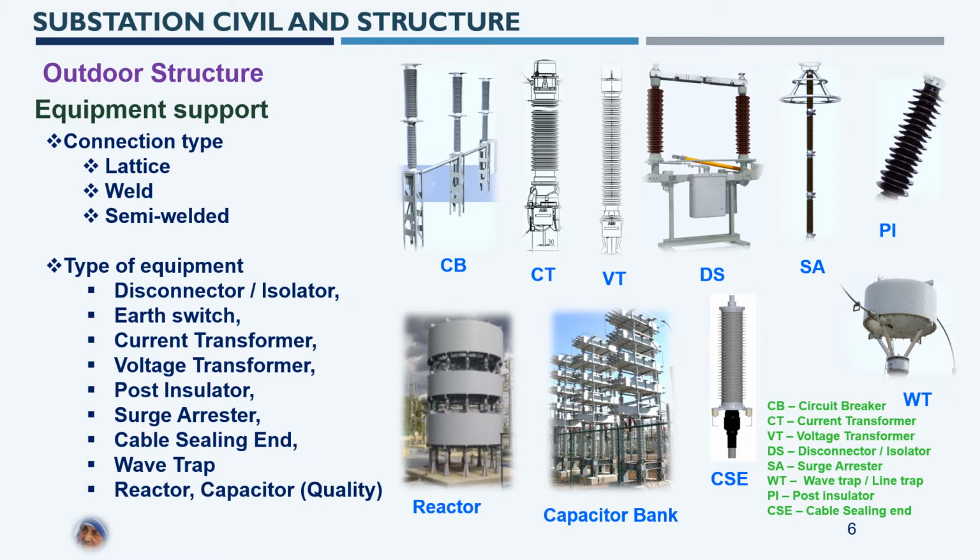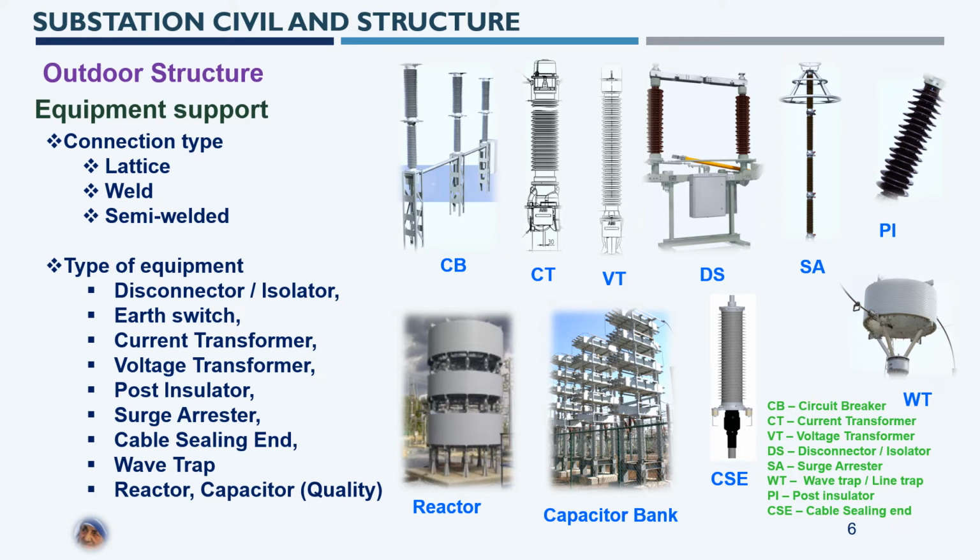And type of equipment, here I have listed the major equipment required for the substation. Start with the disconnector, or call it an isolator, an earthing switch, current transformer, voltage transformer, post insulator, surge arrestor, cable sealing end and wave trap, reactor and capacitor. Whereas the reactor and capacitor can be used for power quality enhancement. These pictures are a tentative view of various major equipment.